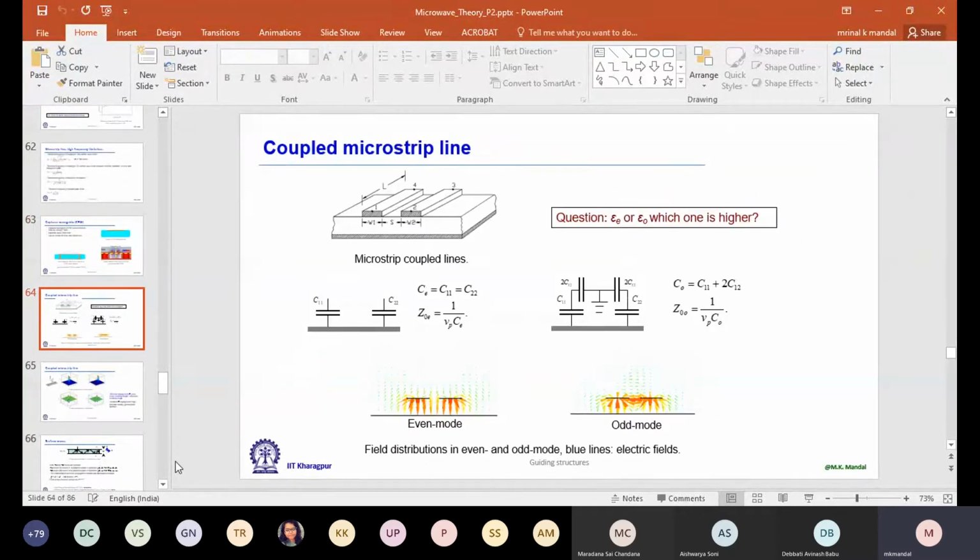Now we are discussing a special guiding scenario where two microstrip lines are parallel to each other, and then we can analyze this using even and odd mode.